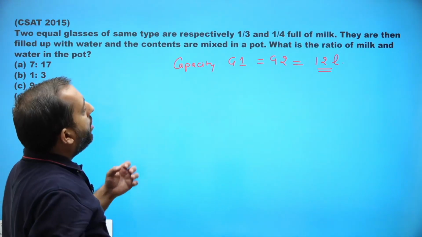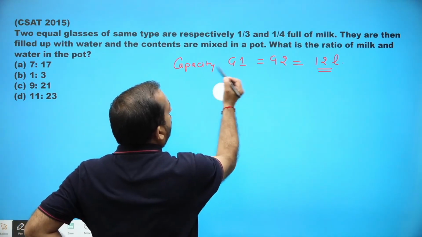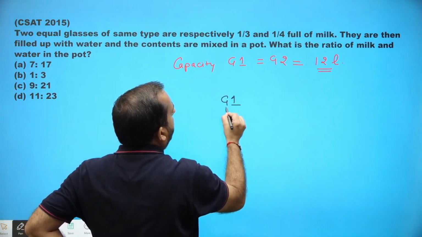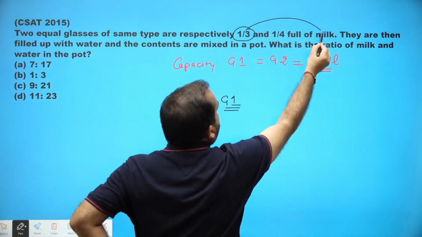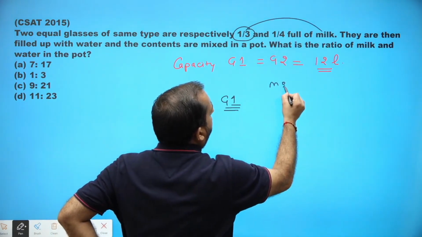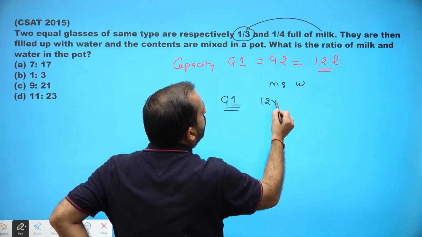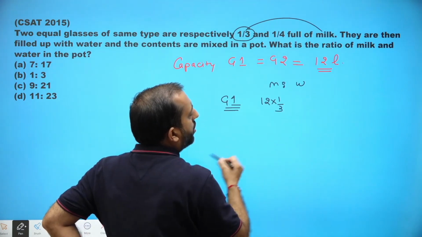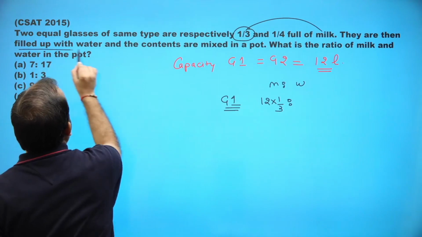Now in glass 1, let's talk about glass 1. So in glass 1, 1/3 milk was present. So 1/3 of 12 liters of milk is present. They are then filled with water.